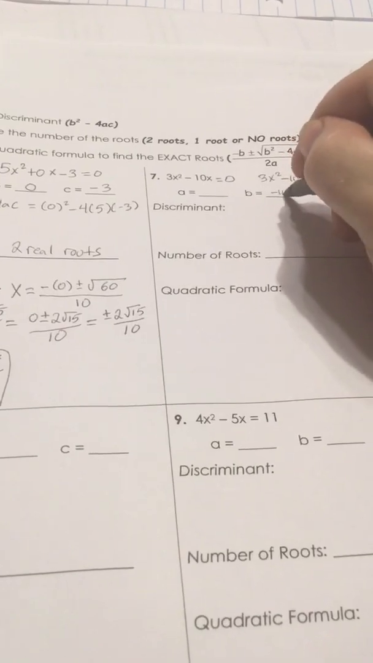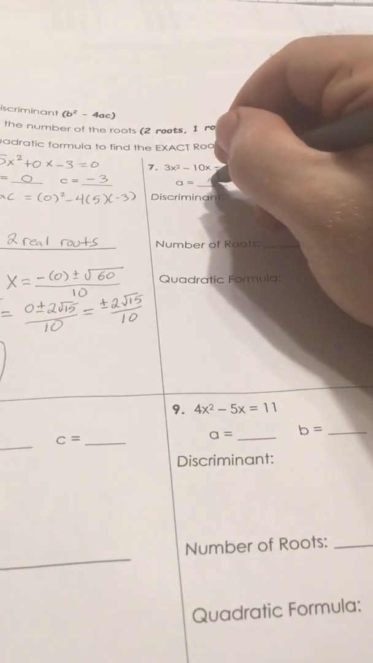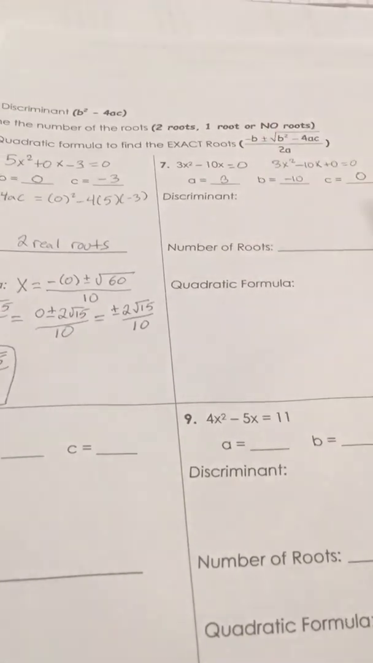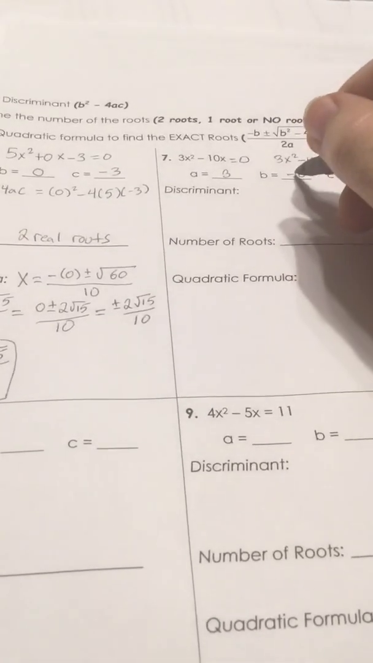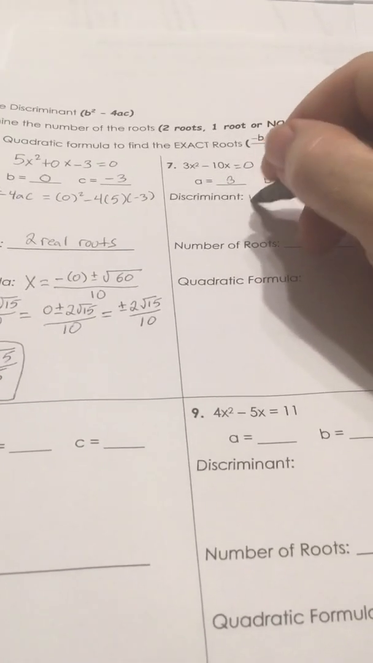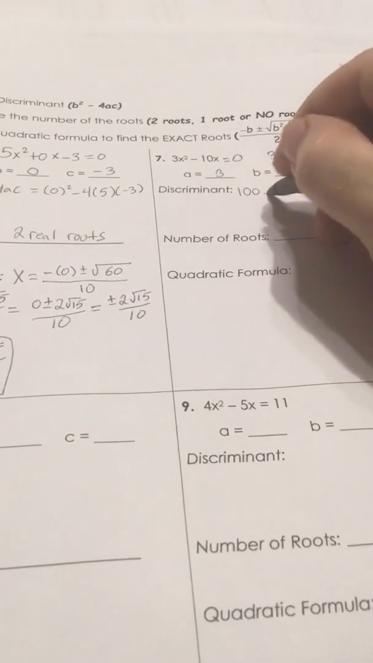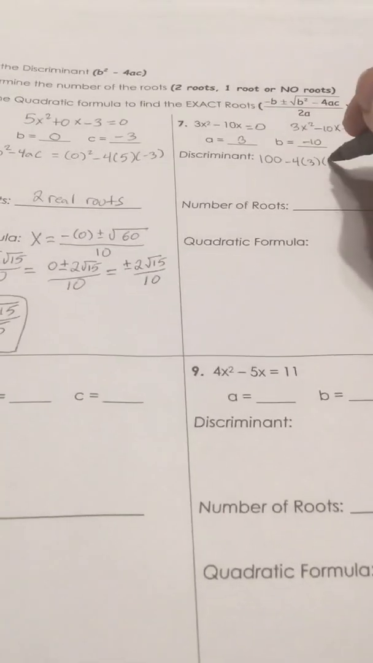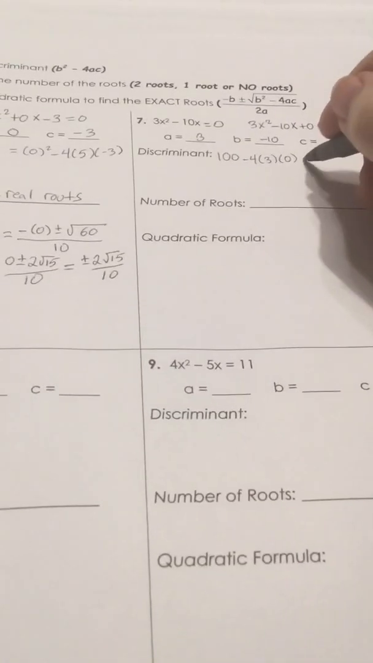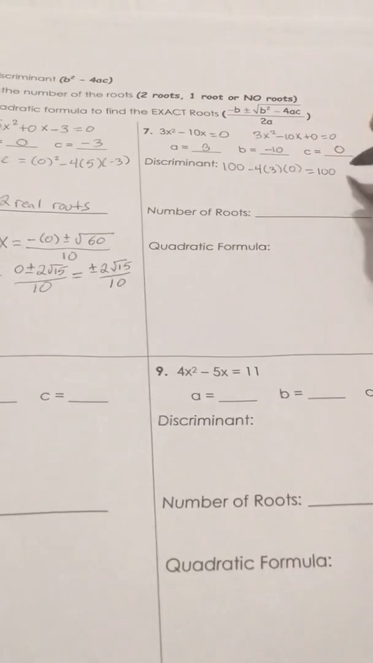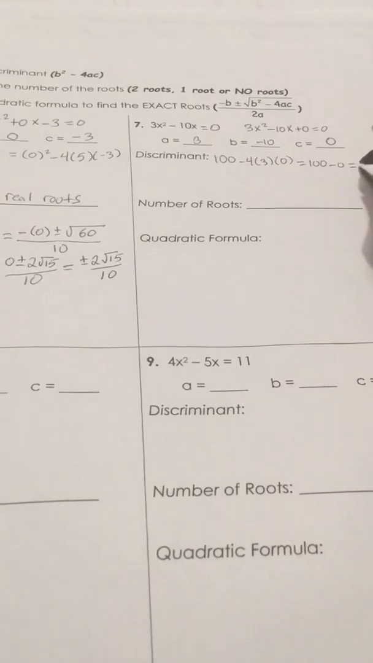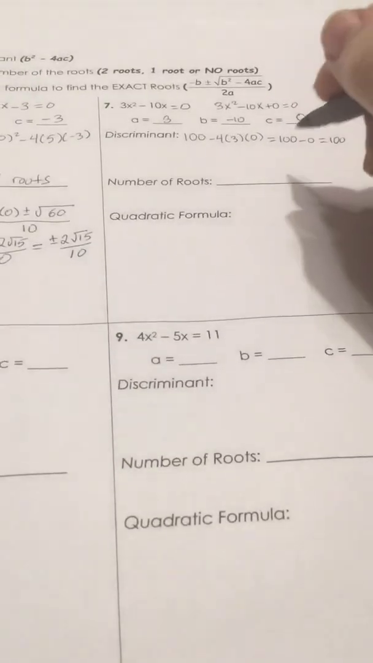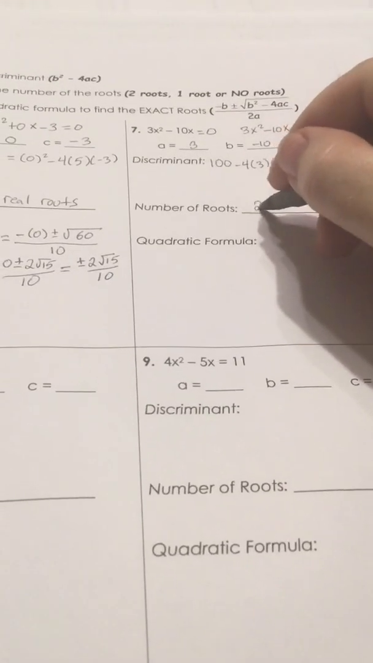Our b term is negative 10. Our a is 3. So our discriminant is b squared. So we're going to have negative 10 times negative 10, which is 100, minus 4 times 3 times 0. That's going to give us 100 minus 0, which is 100. It's positive, so we have two real roots.